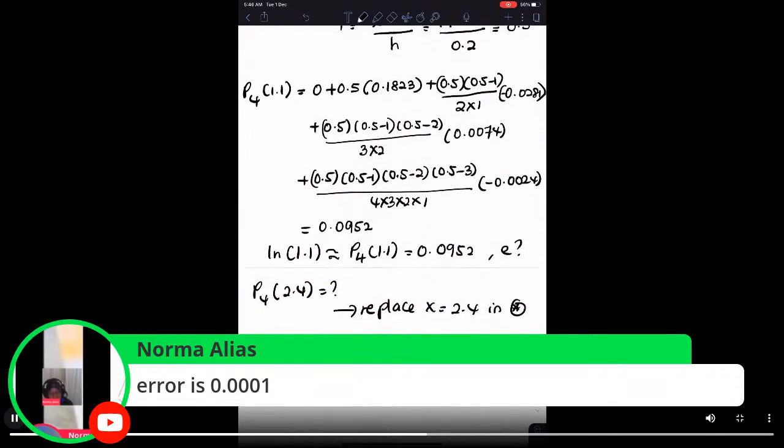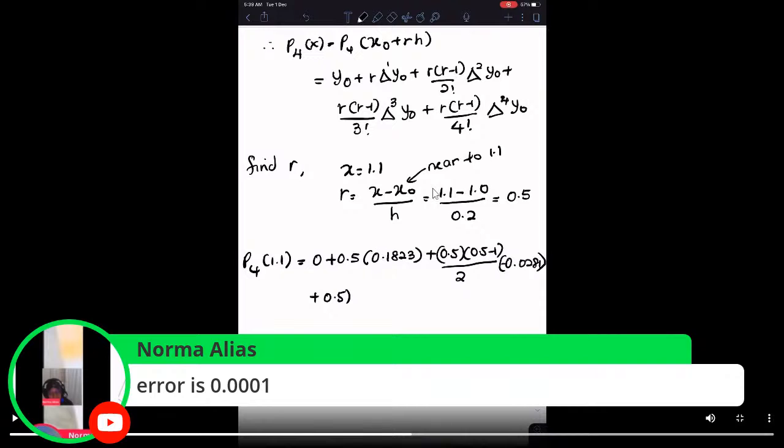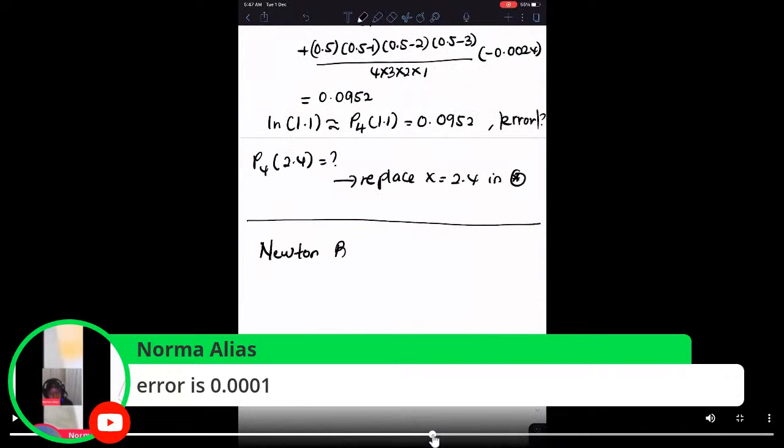We want to find P4 at 2.4. Don't worry, you just replace x in P4(x). You replace 1.1 by 2.4, and then you find the error. Where is the formula? We have P4 in the previous step. This is the formula. Replace x by 2.4, and you can get the answer ln 2.4. It should be near to the calculator ln 2.4.